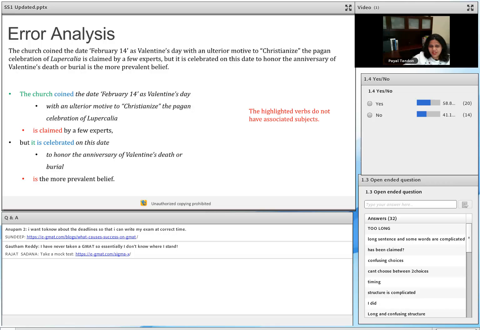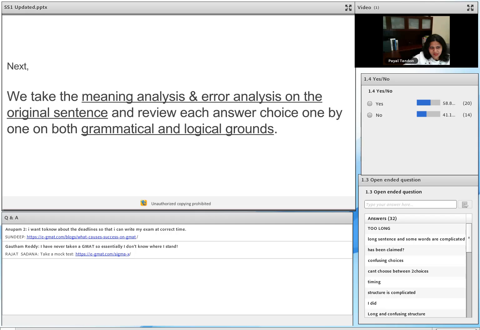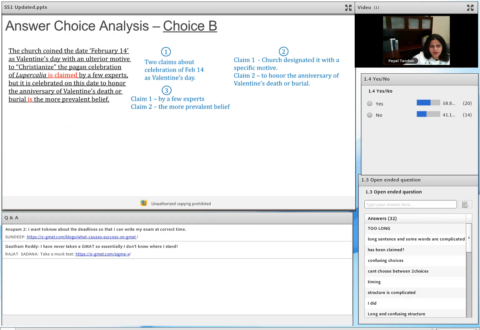So essentially, nobody selected choice A as the correct answer, which means that everyone was able to understand that there is some sentence structure issue. Really, the verbs don't have associated subjects. Okay. Now we take a look at choice B.